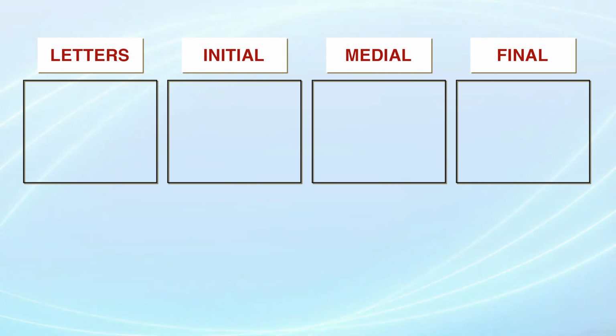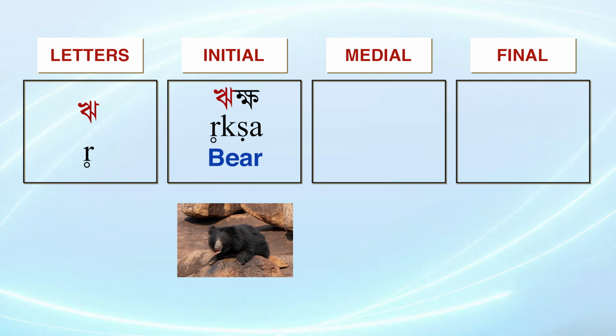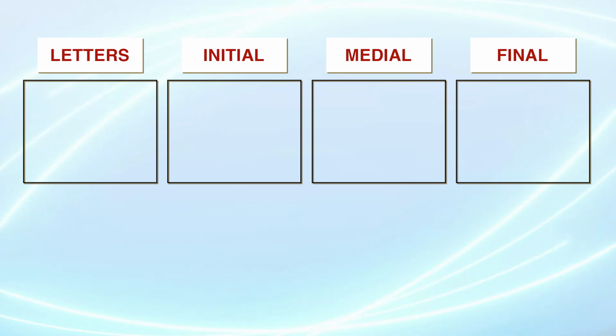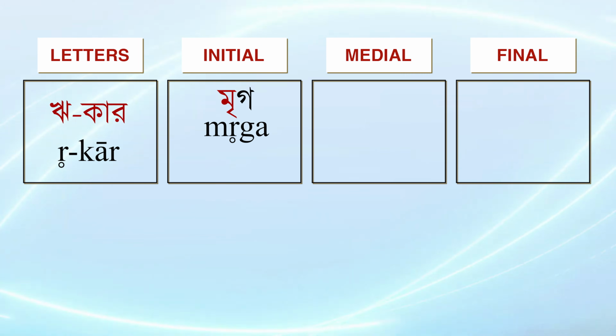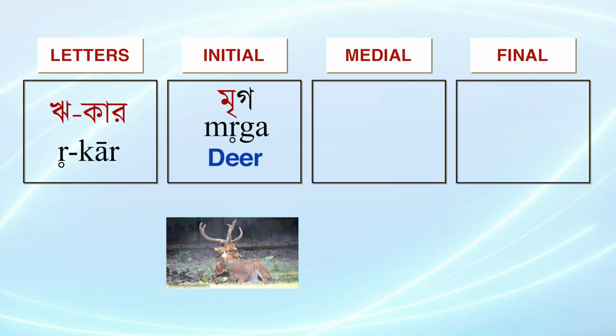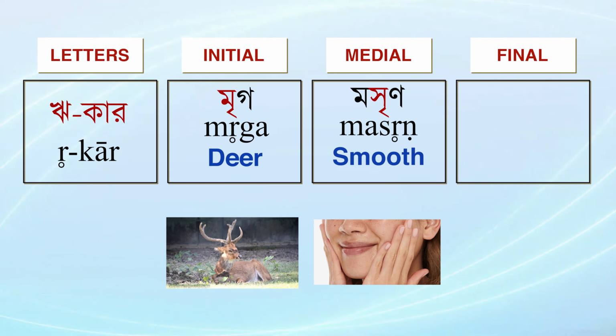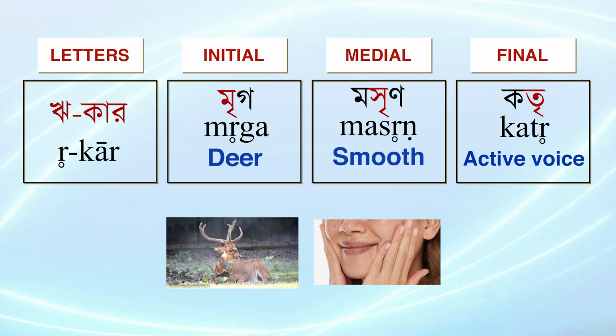The next letter is ri. In initial position, it can occur in rikho, which means a bear. Ri can't occur in its original form in medial and final position. We also have its diacritic form rikar. It can occur in initial position in mrigo, which means deer. In medial position in mosrin, means smooth. And in final position in kotri, means active voice.